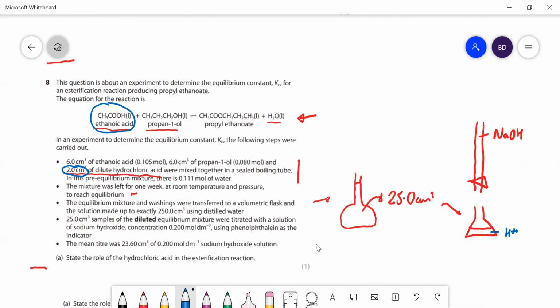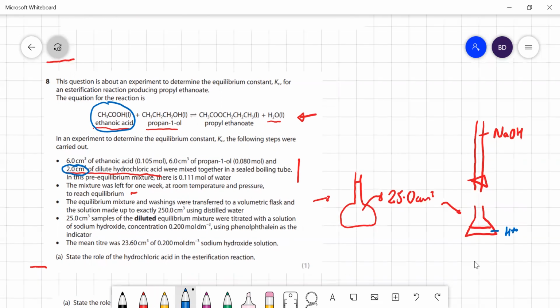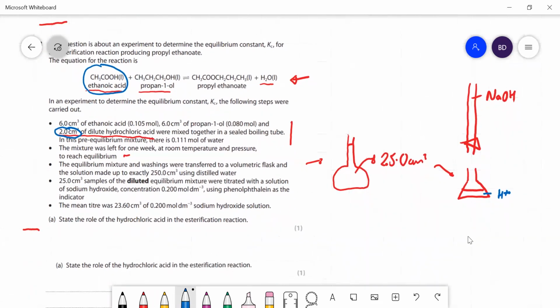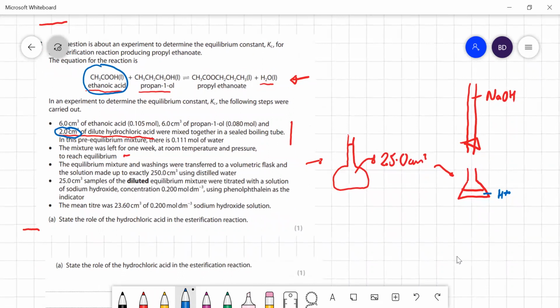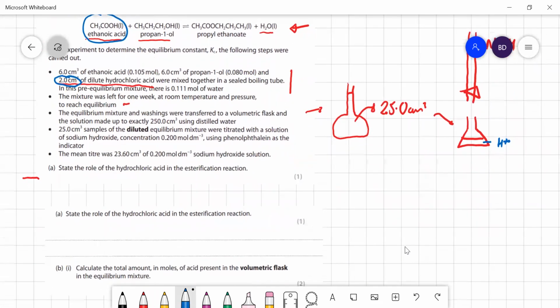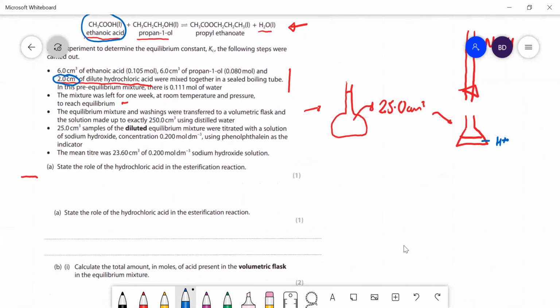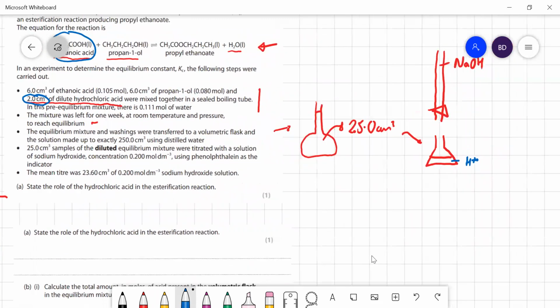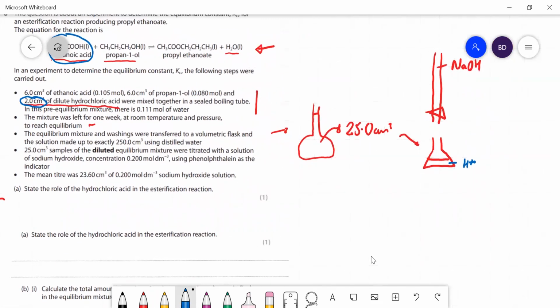Okay, so question 1, it says state the role of the hydrochloric acid. Well, that is to act as a catalyst, as we said. Calculate the total amount in moles of acid present in the volumetric flask. Right, so how are we going to do that? We've got the NaOH there, and it tells us that we need 23.6 of that in the titration, and the concentration of that is 0.2.